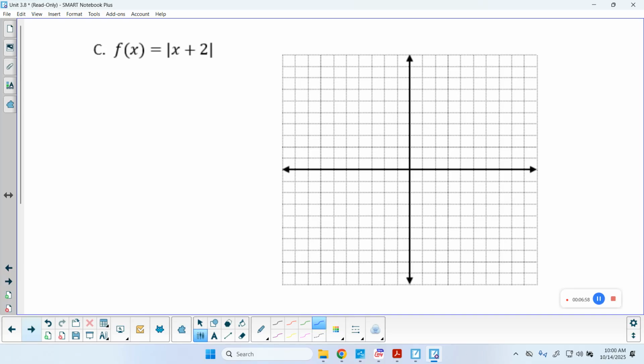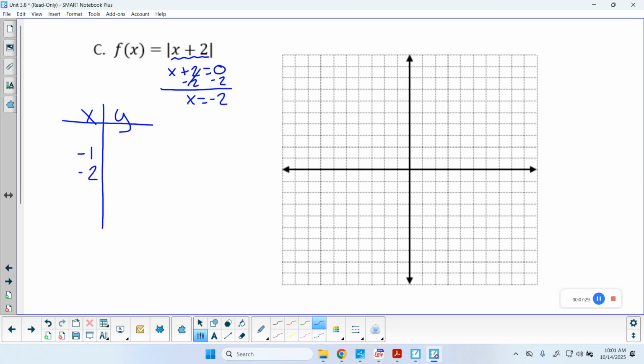With the next one, we have the absolute value of x plus 2. So I'm going to go ahead and create it. Here's the table, x comma y. To find the original x value, we take what is inside, which is x plus 2, and set equal to 0. This one is not solved, so we do have to solve it. So to get x by itself, we subtract the 2. So our original x value has to be -2, which means -2 goes in the middle.